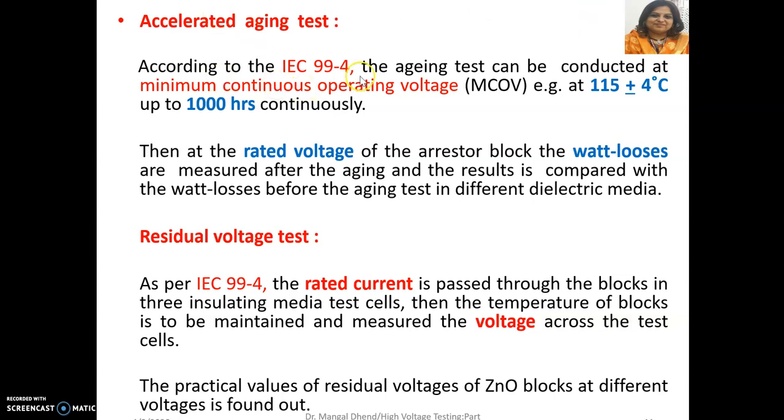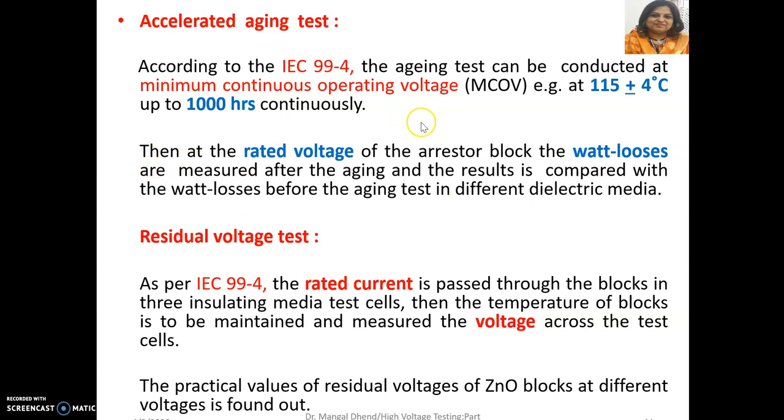According to IEC 1994, the aging test can be conducted at minimum operating voltage, at a temperature of 115 plus or minus 4 degrees Celsius tolerance. The time duration is 1000 hours because you are conducting accelerated aging. For the whole 1000 hours you will apply the minimum continuous operating voltage, and you will see how much the arrestor blocks will age or get degraded.